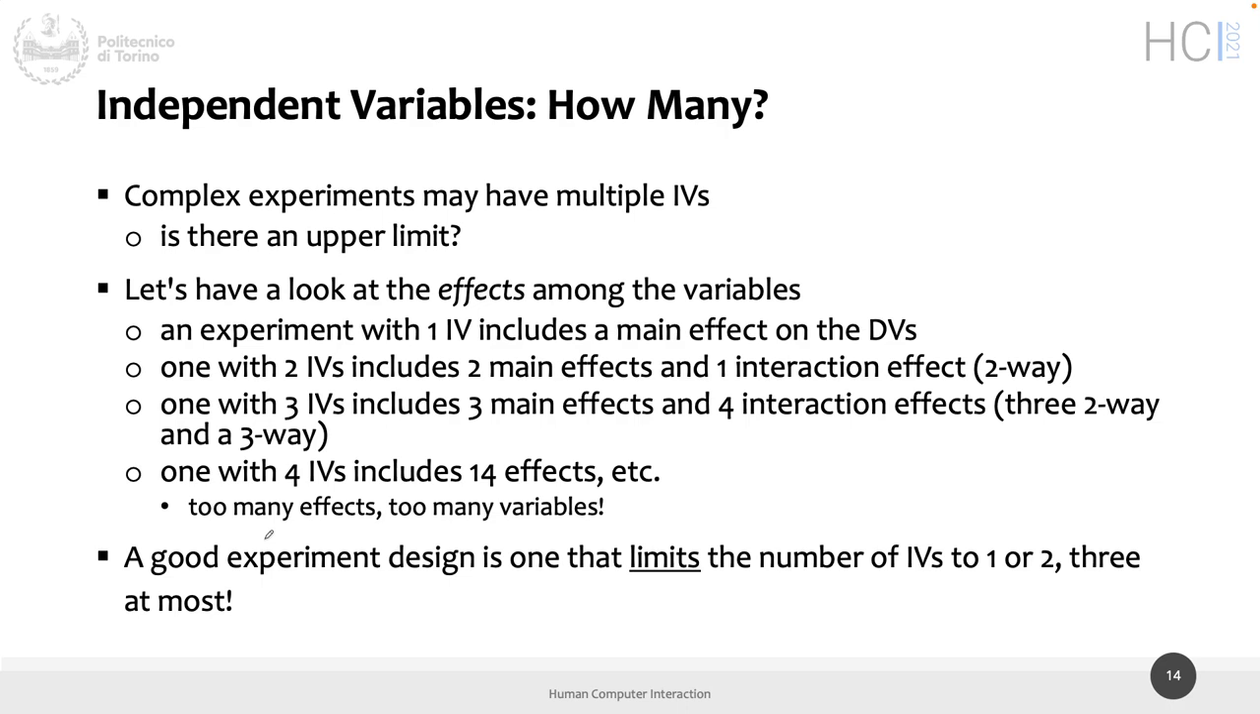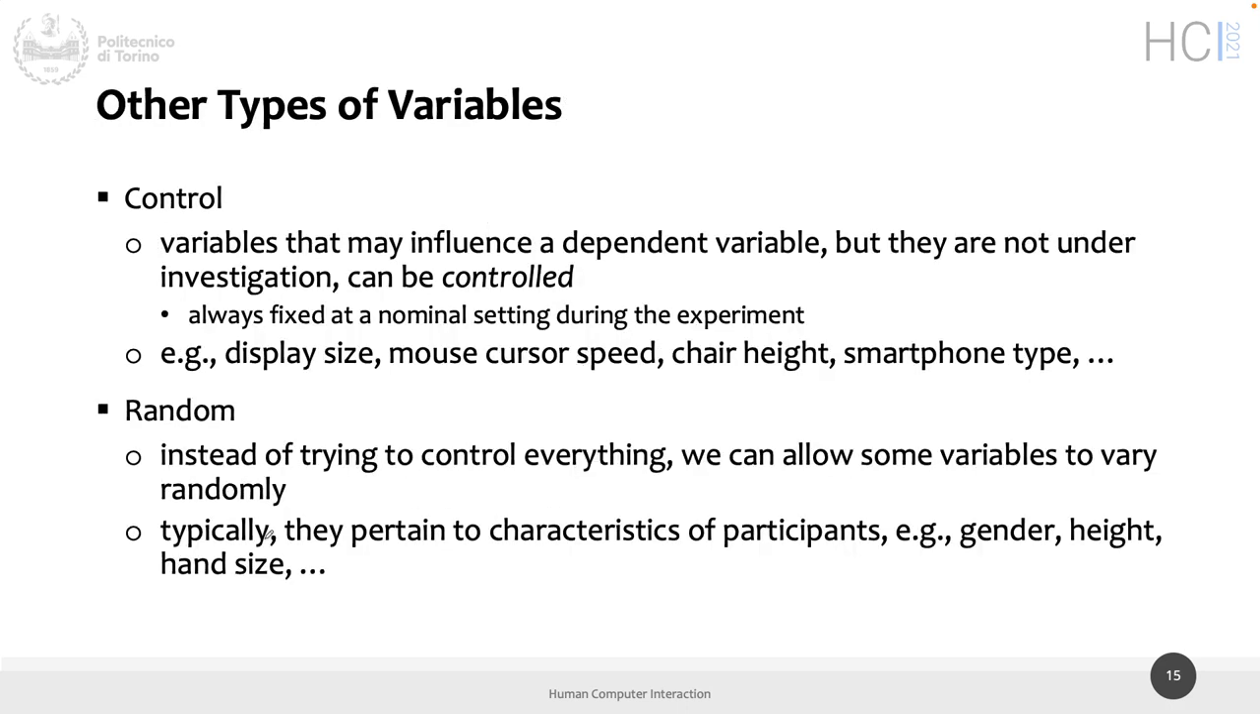So just keep in mind this, even without remembering interaction effects or not: one to three is the good number, with three being the upper limit for independent variables. And this doesn't apply to dependent variables.